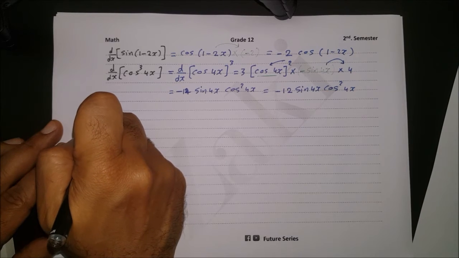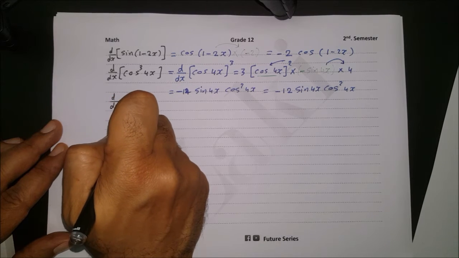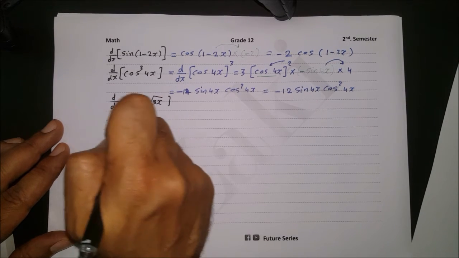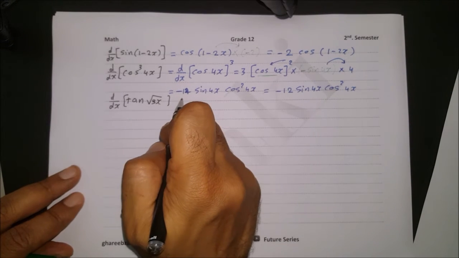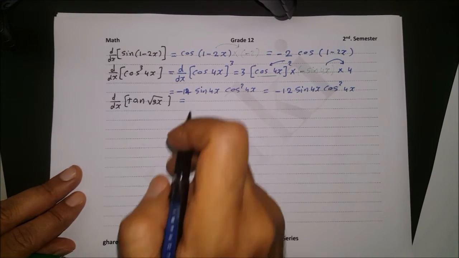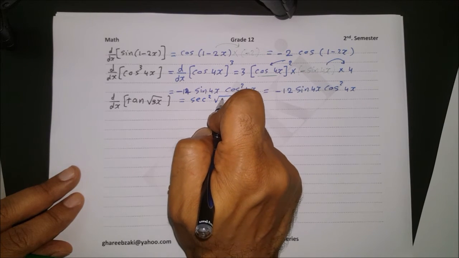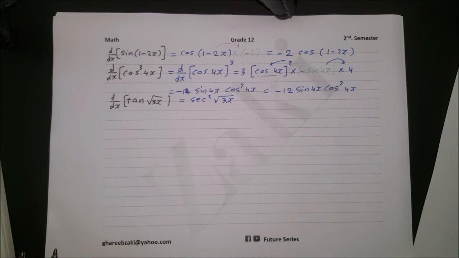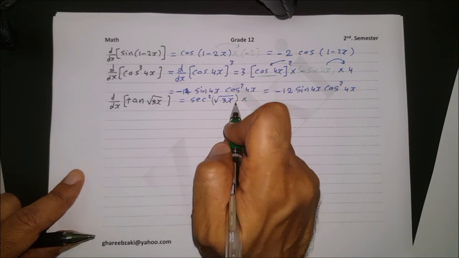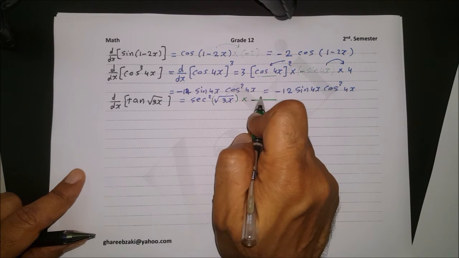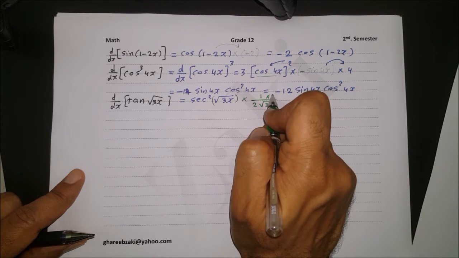Part 3 in try by yourself 11, d by dx of tan of square root of 3x. So, the derivative of tan is sec squared. So we write sec squared of square root of 3x. This is the angle. Multiply by the derivative of the angle. The angle is a square root. So the differentiation of a square root is 1 over 2 square root of 3x, multiplied by the derivative of inside the root.